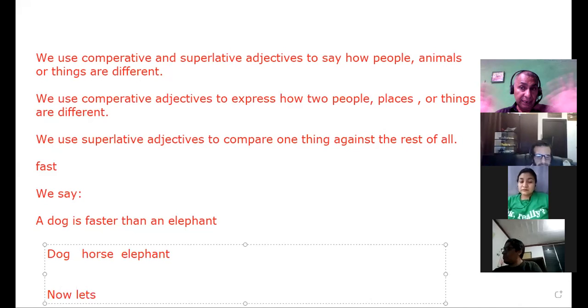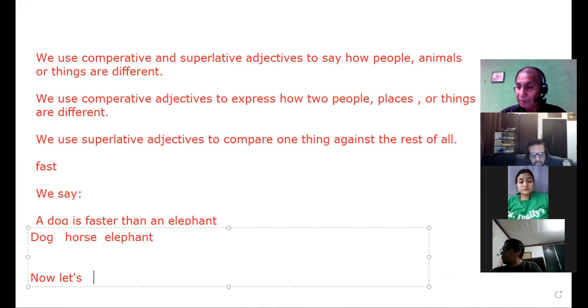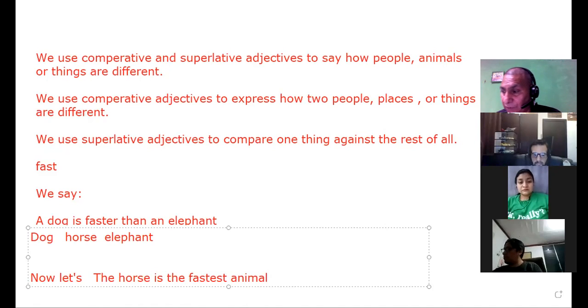Now let's compare the horse with the other two animals. Now we're going to compare the horse against the other animals. Okay, so let's see how this one comes up. See, this is going to be the difference. Now, how can we say that? We say the horse is the fastest. Yeah, a horse is the fastest animal. Yes, the horse is the fastest animal of the three animals. Yes. Of the three animals.